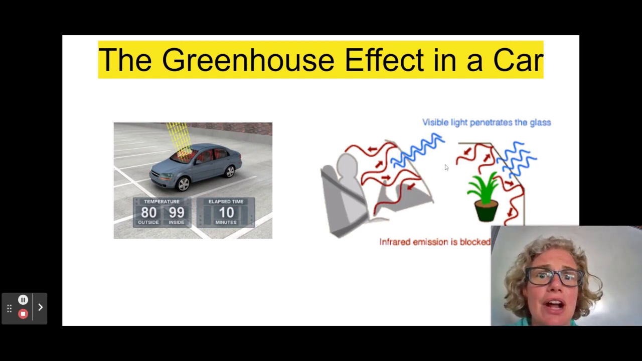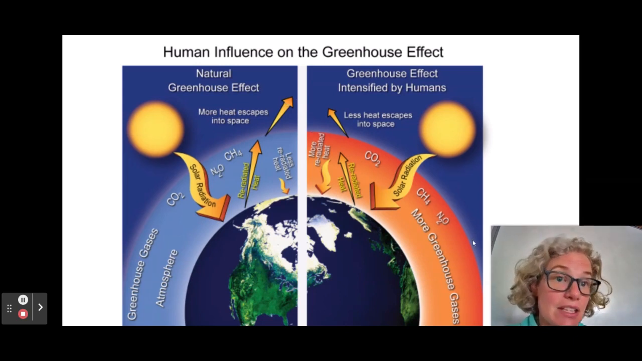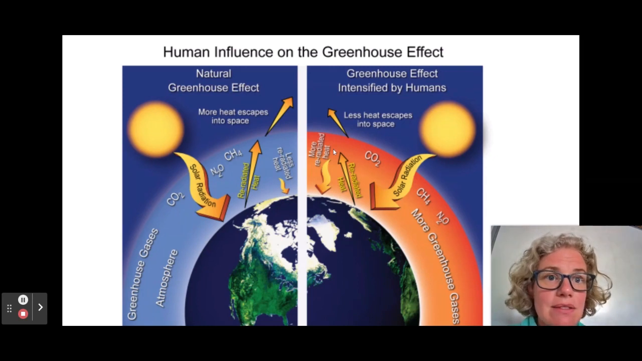Here is yet another graphic to represent that. So here's the natural greenhouse effect. Okay, we've got the greenhouse gases, solar radiation comes in, some is re-radiated, and some heat escapes. But as we thicken this layer, it's like you put in extra panes of glass around a greenhouse. And so more and more energy is trapped.